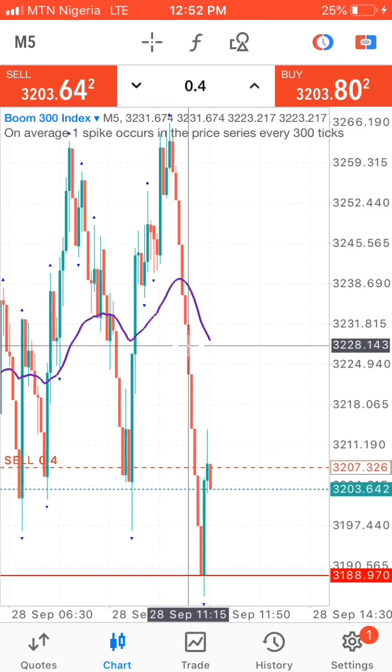Note to always know your support and resistance, that they actually do come from the price action. You can't depend fully on indicators. Indicators are not sure. So you have to study the art of price action, which is what I use in trading.